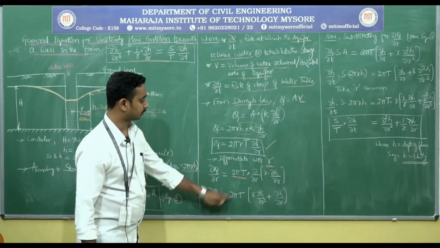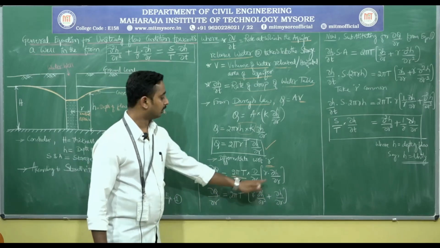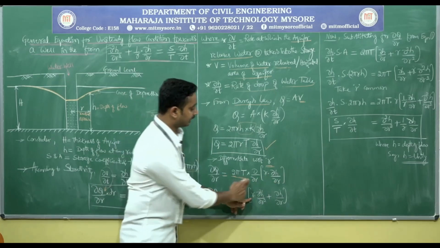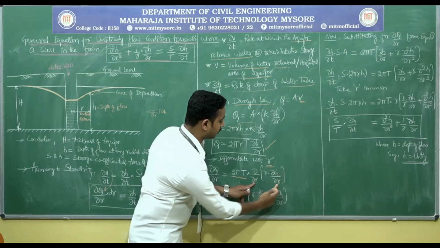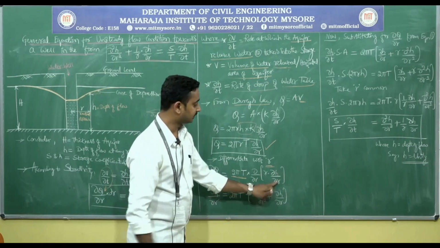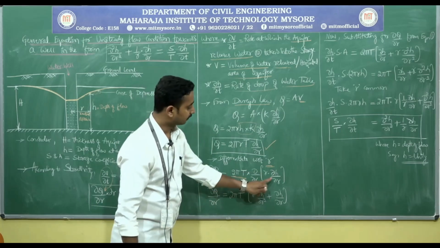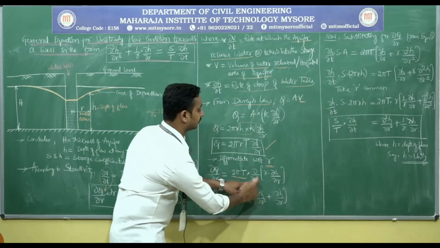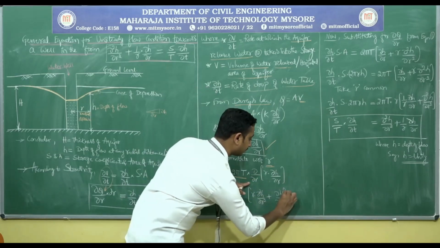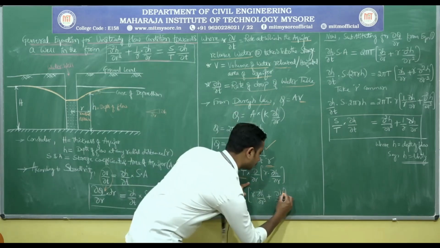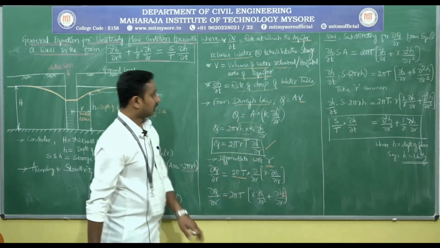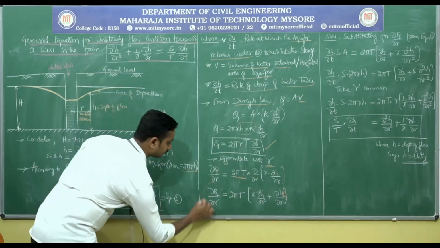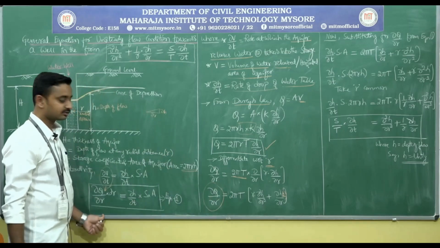Now dou Q by dou r equals 2 pi T, just apply the product rule. First term as it is, derivative of second term, so dou square h by dou r square, plus second term as it is, derivative of first term. dr by dr is 1. Now substitute dou Q by dou r from equation 1. So just substitute this value by this equation.